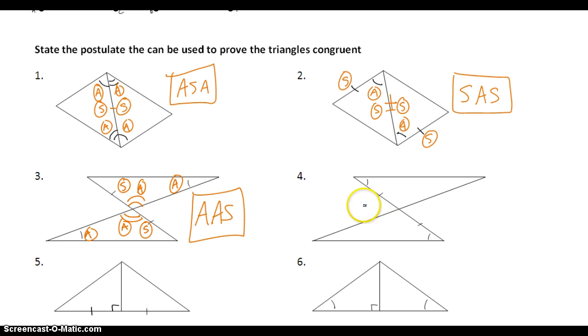Different than example number 4. I have a pair of congruent angles, I have a pair of congruent sides, and I have vertical angles that are congruent. Now in this example, my side is between my congruent angles. So this is angle, side, angle.